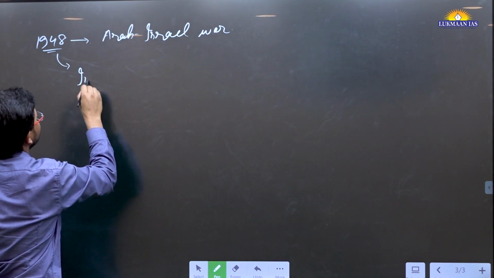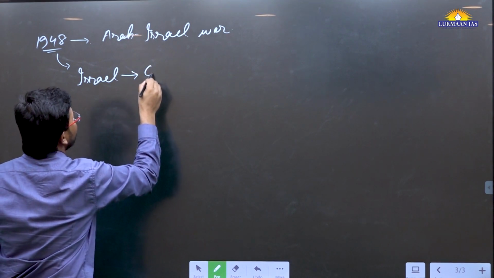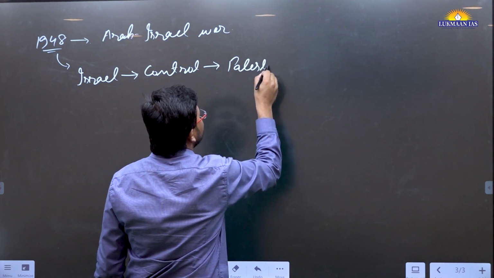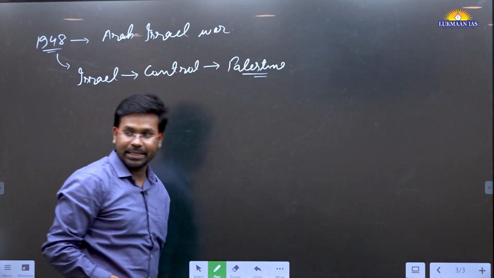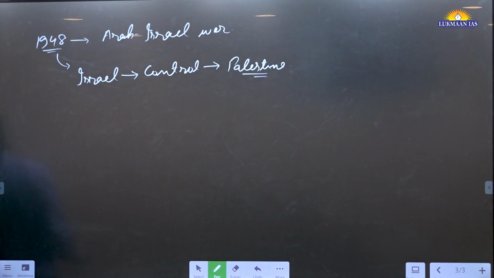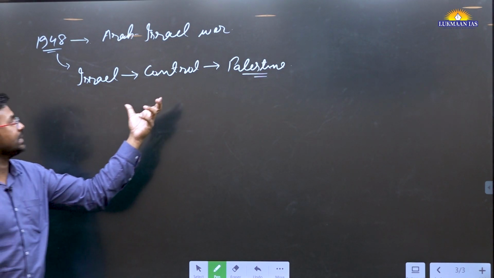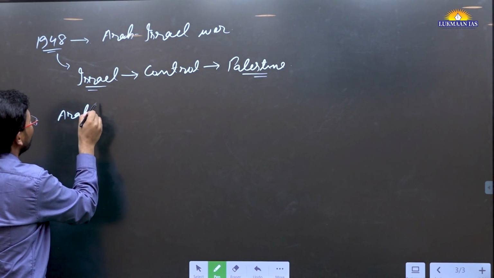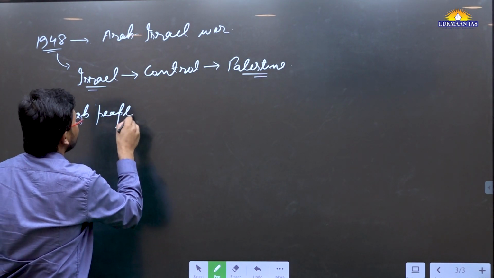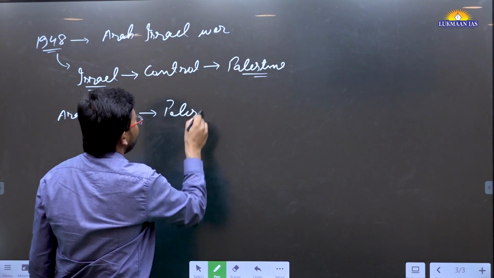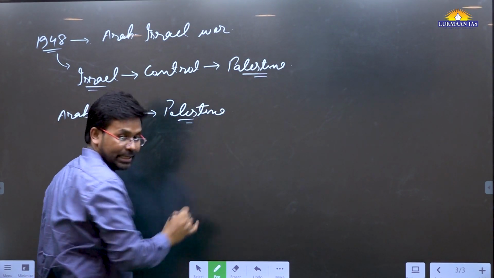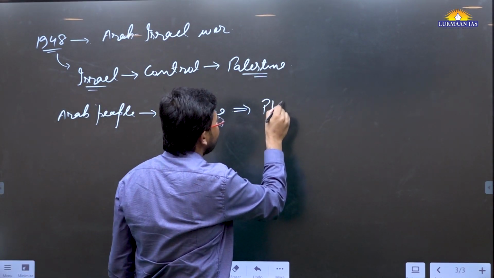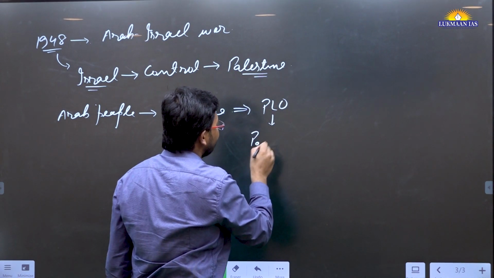Here, Israel has gained control of a major part of Palestine after the first war. Since Israel was able to occupy it, what would the Arab people do? Arab people here does not mean Saudi Arabia, we are talking about Palestinian people. So they created an organization named PLO. PLO means Palestine Liberation Organization.